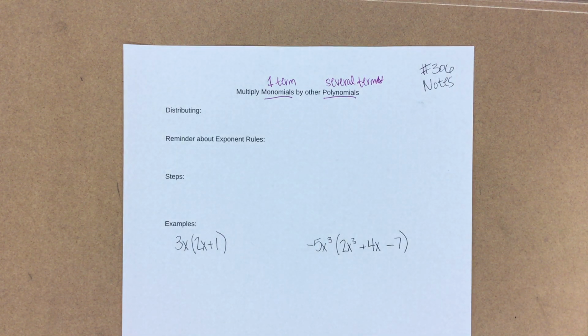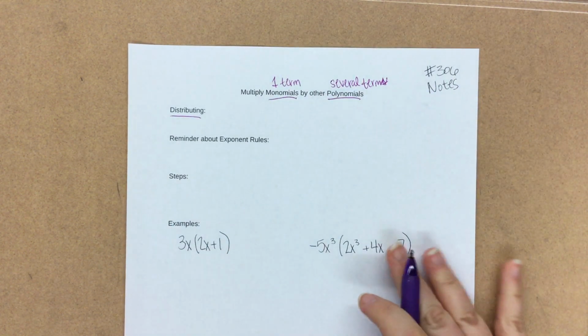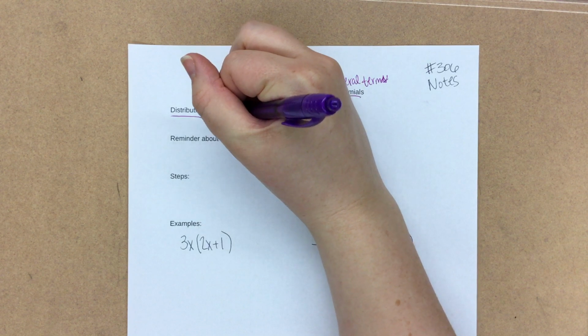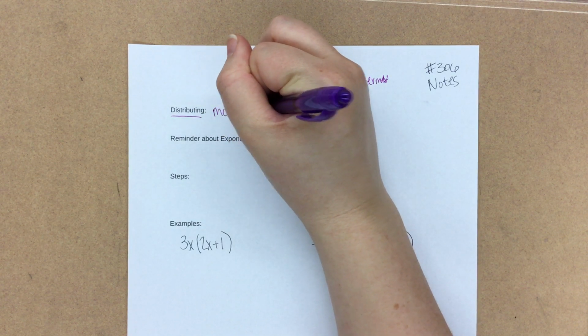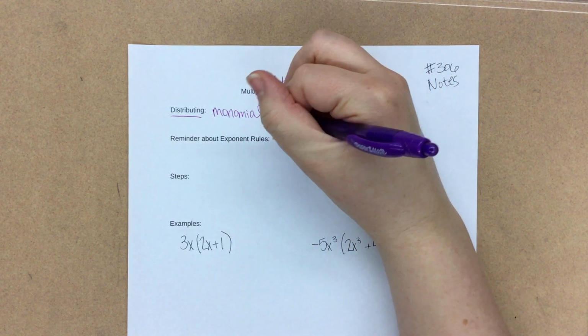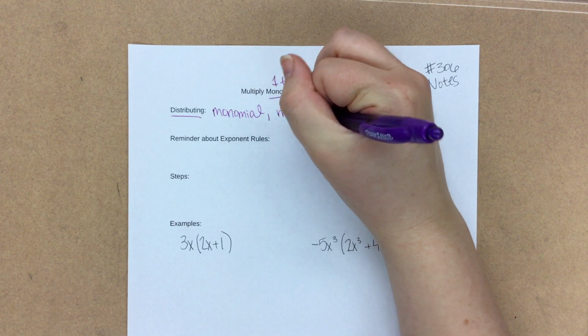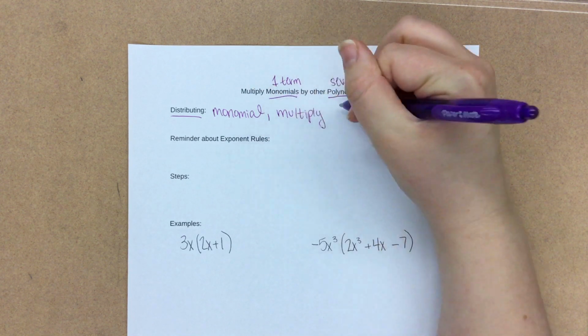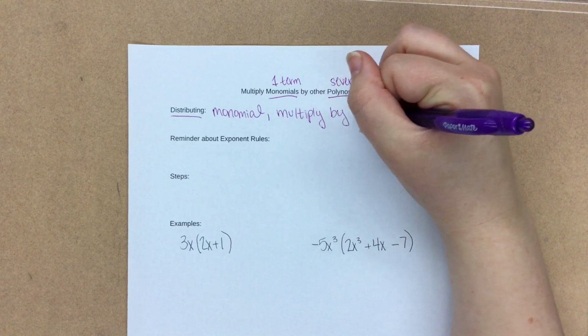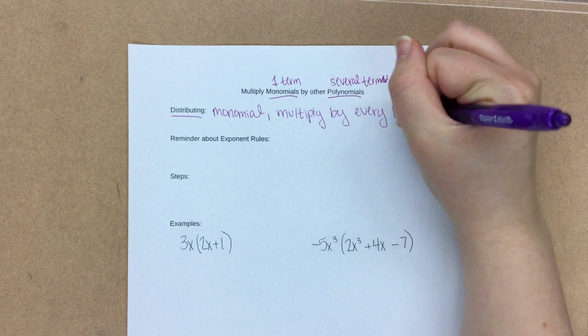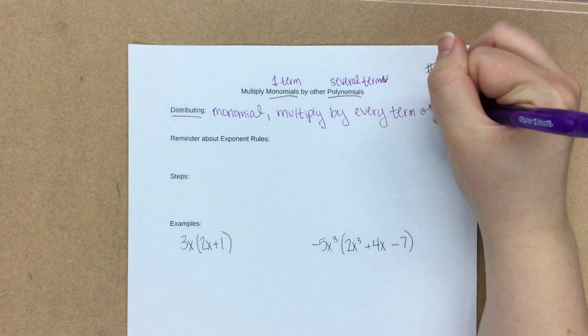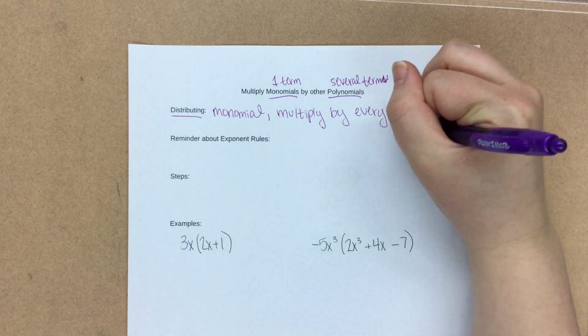So today we're going to be focusing mostly on distributing. We're going to be distributing that monomial into the other polynomial. So we're going to multiply that monomial by every term of the polynomial.